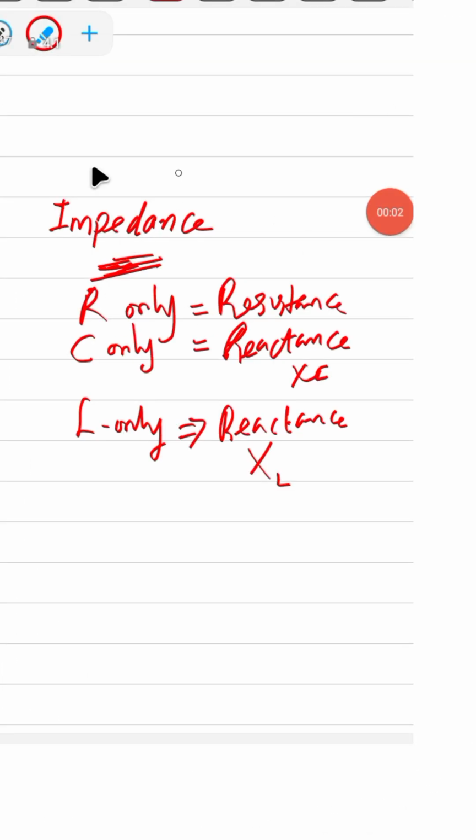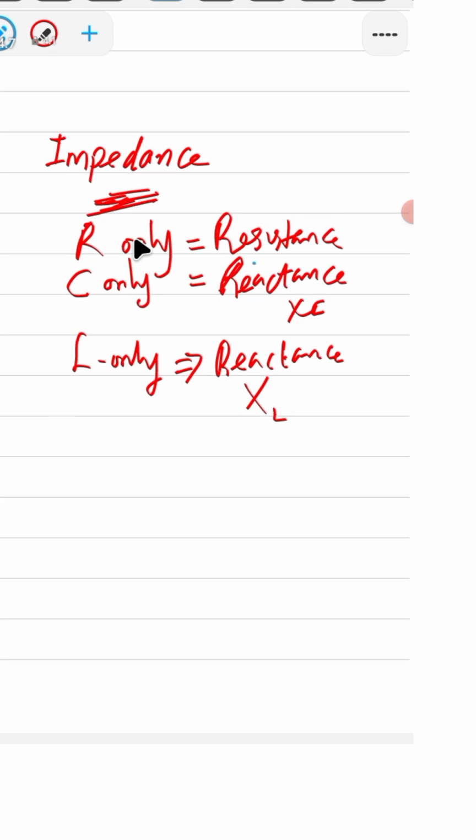Alright, so if we talk about impedance, that's the next part. If you have an R-only circuit, a circuit that has only a resistor in it, the opposition will be called resistance. But if you have a capacitor-only circuit, the opposition will be called reactance and the symbol will be XC. And if you have an L-only circuit, that's an inductor-only circuit, you call it reactance, that's XL, or inductive reactance. Sorry.